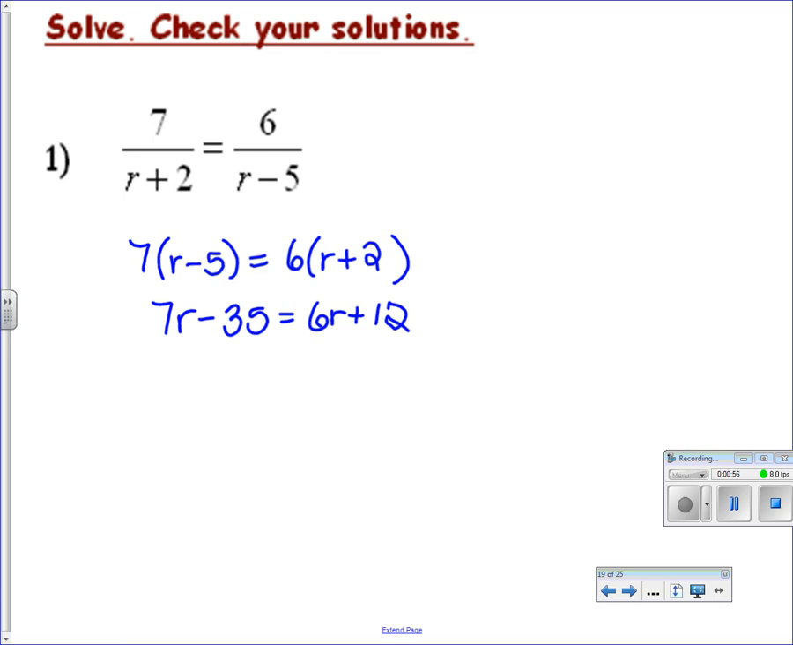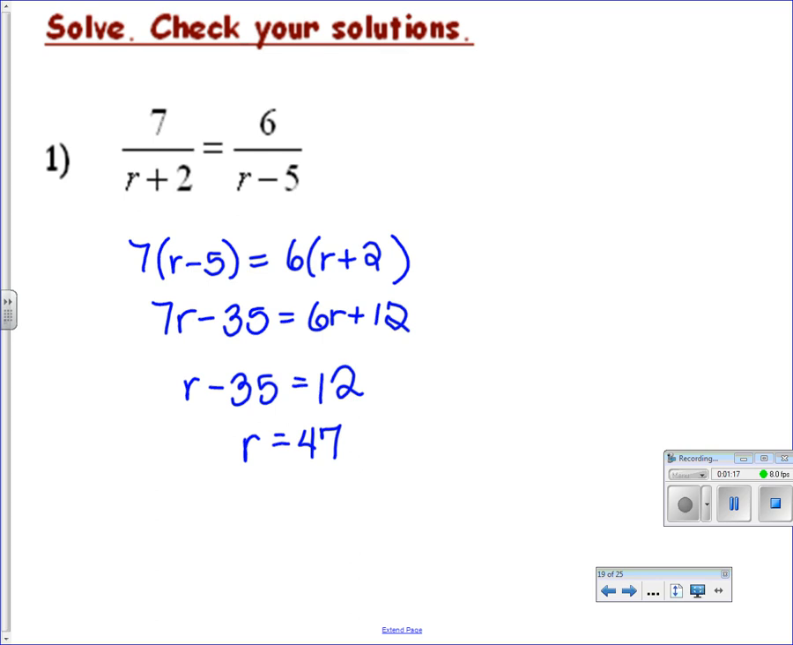It gets harder, but this is our basic. Then we're going to get rid of the 6r on both sides, so I'm going to have r minus 35 equals 12. Then add 35 to both sides, and I get 47. And that's my answer.